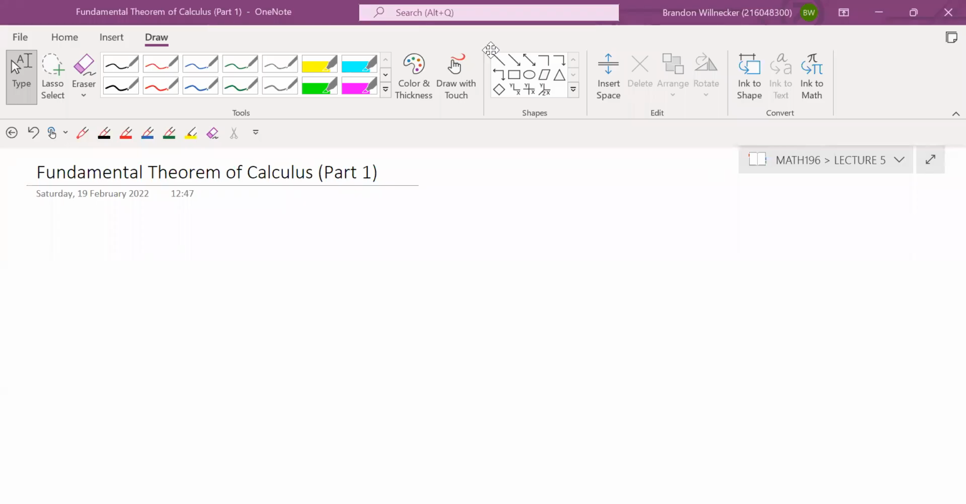Hi, everyone. So today we're going to be looking at the fundamental theorem of calculus. This theorem relates differential calculus, which you already know, with the idea of integral calculus, which we have been getting into. The fundamental theorem of calculus is split up into two parts. Today we're going to go through part 1, and later on we're going to go through part 2. Okay, so let's get started with part 1.